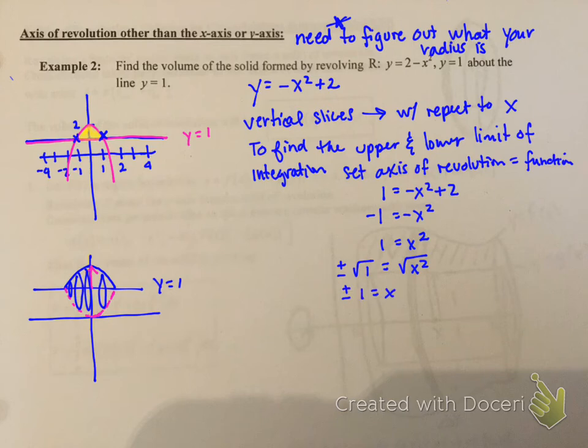Okay, so now I have the upper and lower limits. So I'm going to draw this out. I know it's going from negative 1 to 1. Pi times my radius squared dx. Okay, the radius. This is the tricky part.